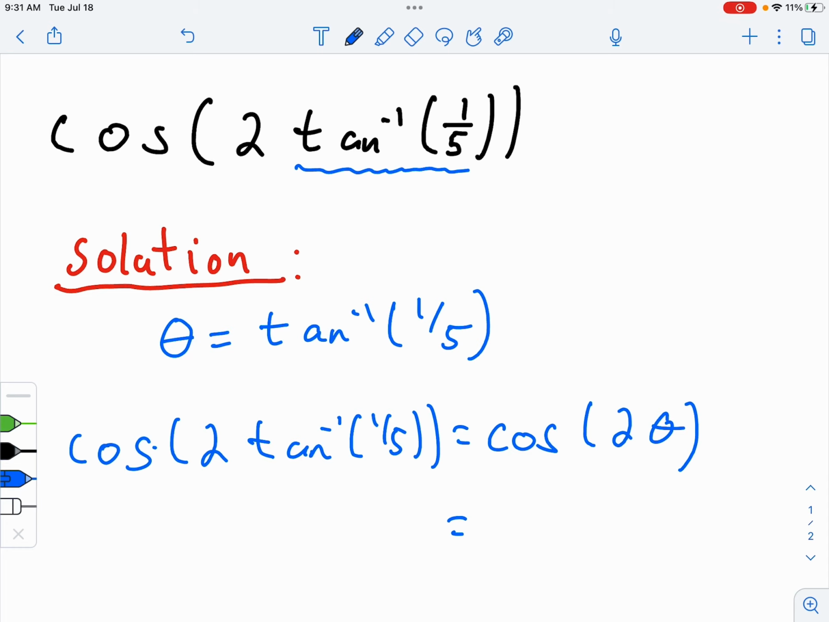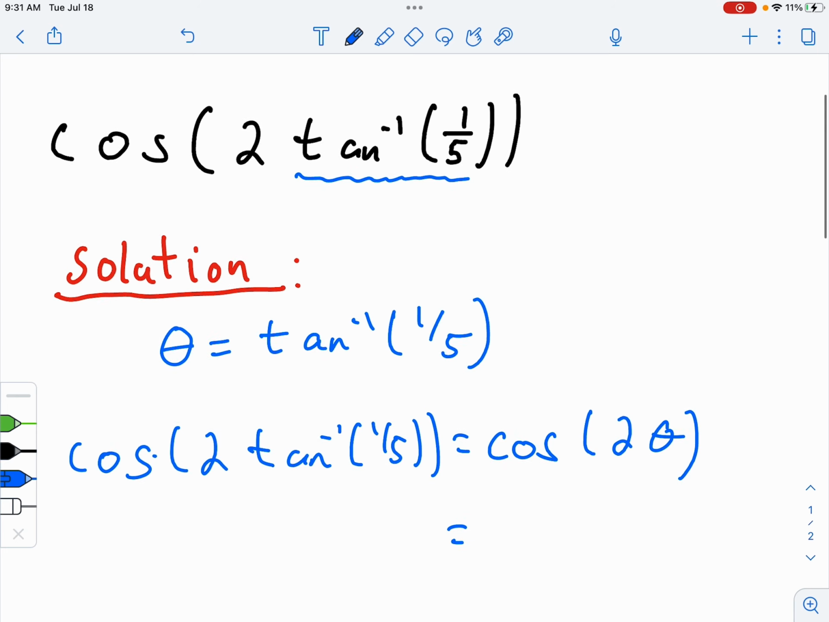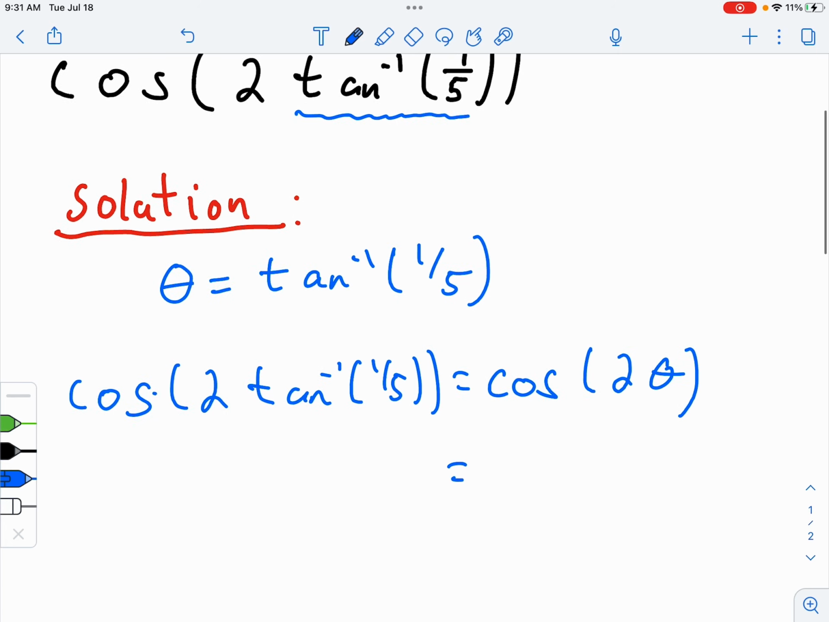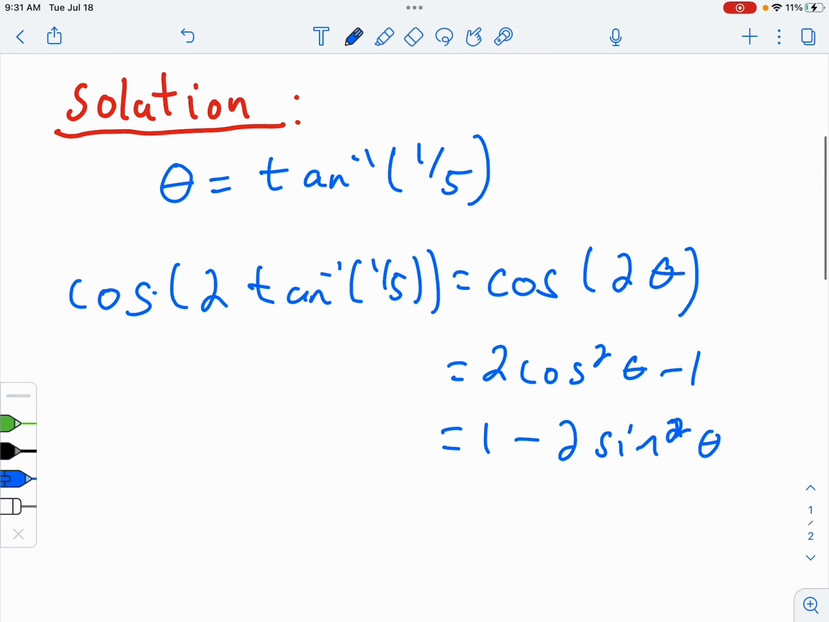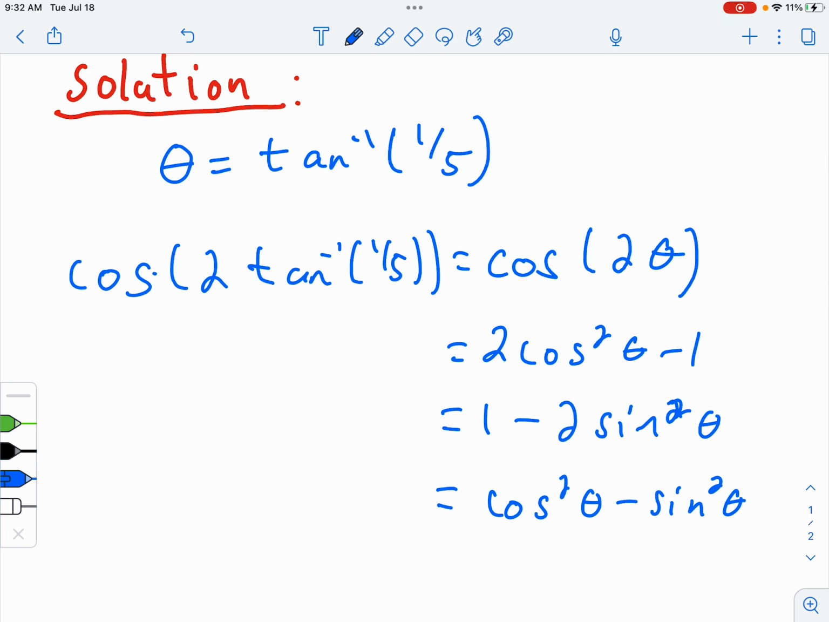I see an identity here, cosine 2 theta, and there are 3 versions of this identity, 3 equivalent expressions, more specifically here. We have 2 cosine squared theta minus 1, and 1 minus 2 sine squared theta. And if you have some time, by the way, I'd suggest you try to derive these. If you know one, you can get to the other 2. Just a good exercise. Anyways, I can use either one here.